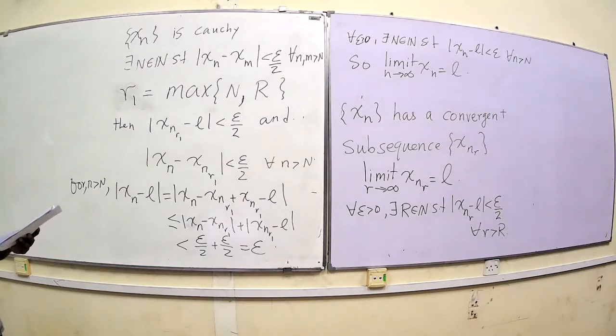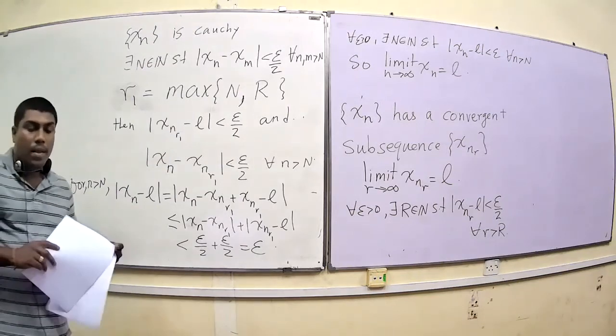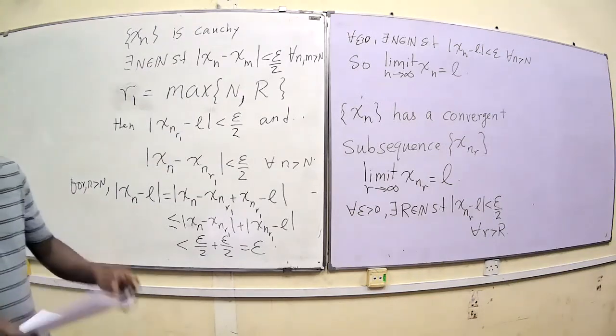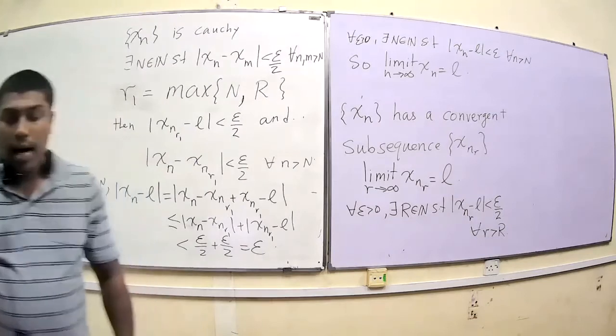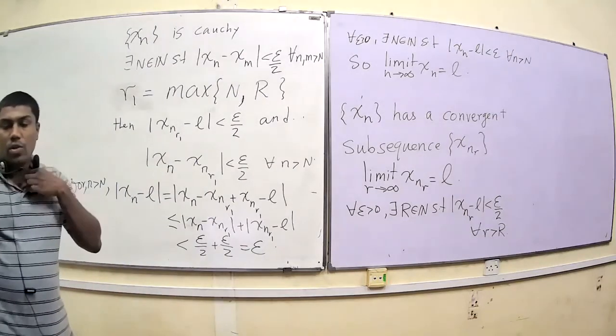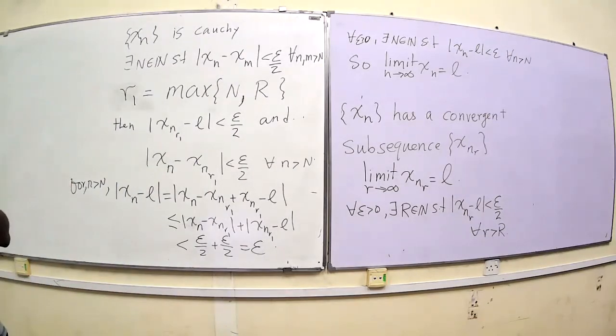In the next class, we are going to see an example of how you can show something is a Cauchy sequence and something is not a Cauchy sequence by using the convergence result, this theorem. And then we will see some other definitions of other types of limits, right? So that we will talk about in Monday's class.